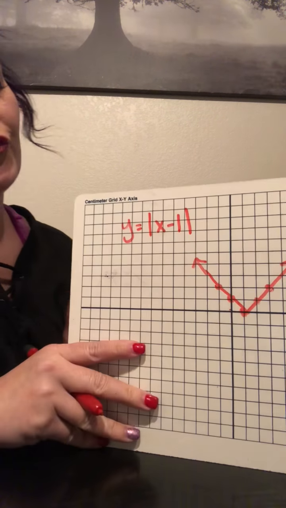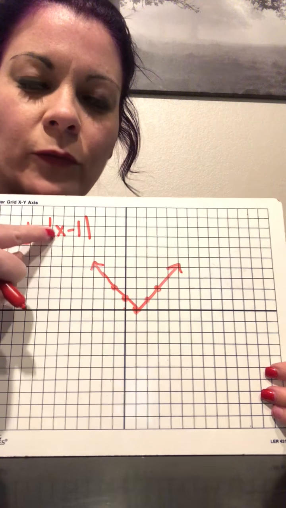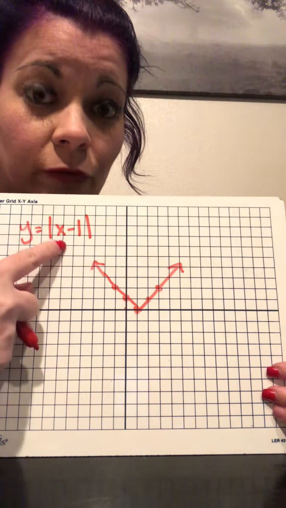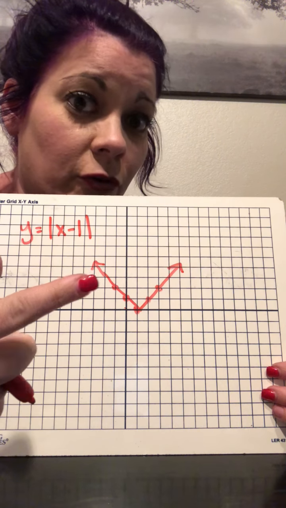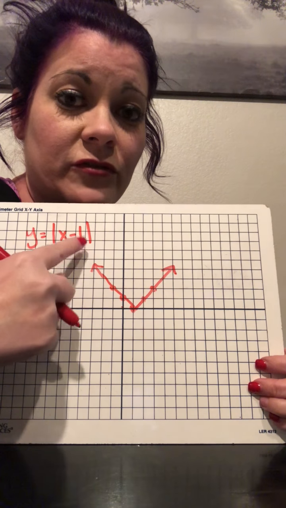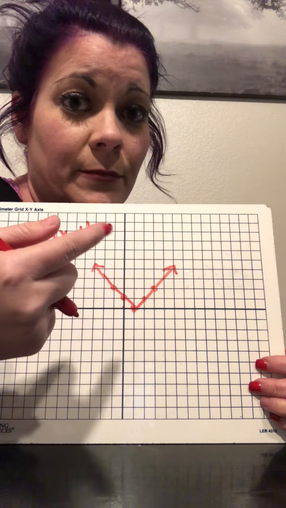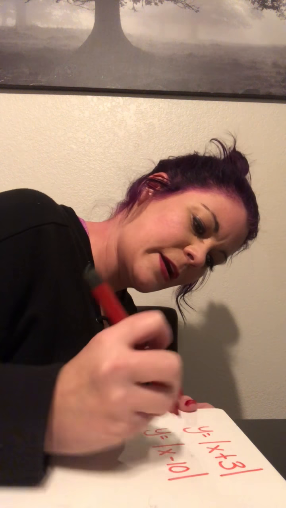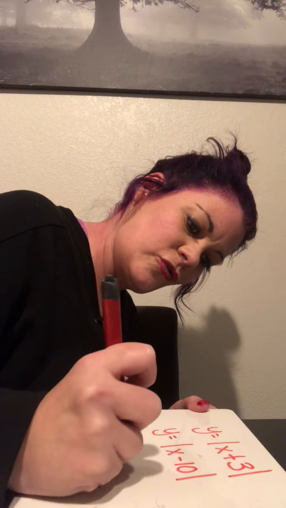So what you need to know is that when you add or subtract within the absolute value to the x, you're either shifting left or shifting right. If you subtract a number, that means you shift right. If you add a number, it means you shift left. So let's pretend that we want to do y equals x plus 3. I'm just going to write a few here, and we're going to tell what happens to the graph.